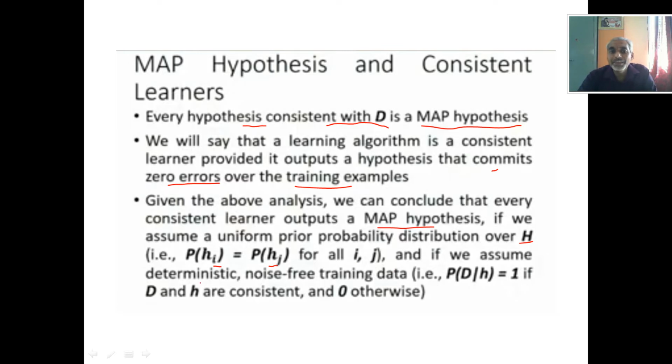And if we assume deterministic, right? Deterministic. So we have two words here, one is deterministic and the other is non-deterministic.